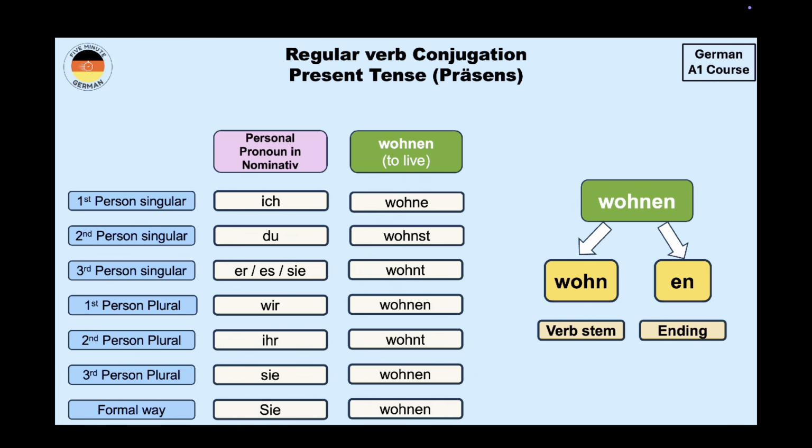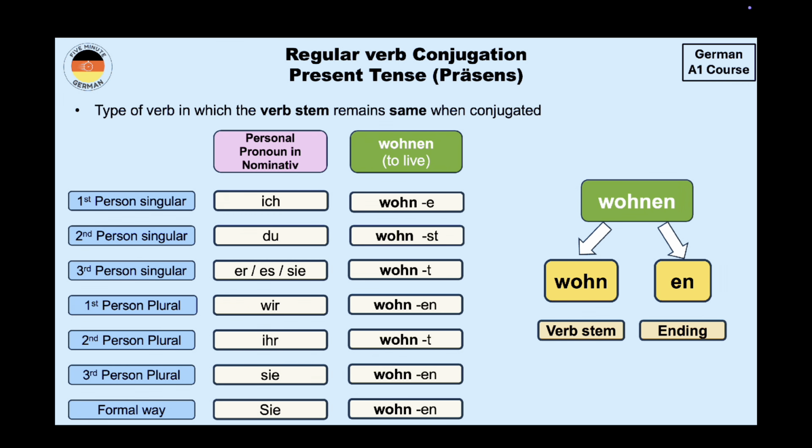Now in the start we learned that in case of regular verb, the verb stem remains the same when the verb is conjugated. This means that in any conjugation that we do of wohnen, the verb stem wohn will be present. Now when I split these conjugations into the verb stem and the ending, then you will see that in all of these conjugations, the verb stem wohn remains as it is.